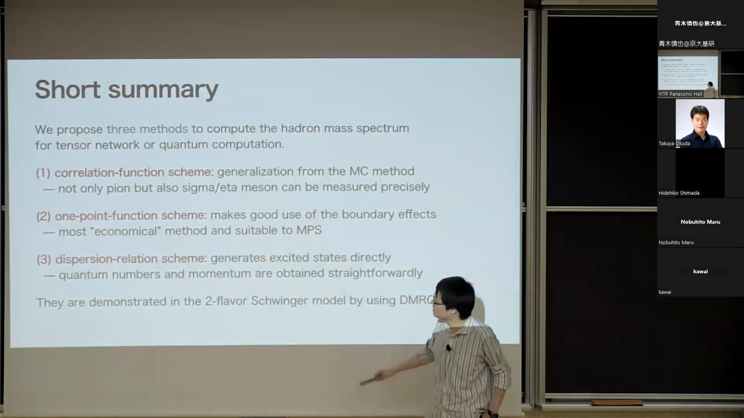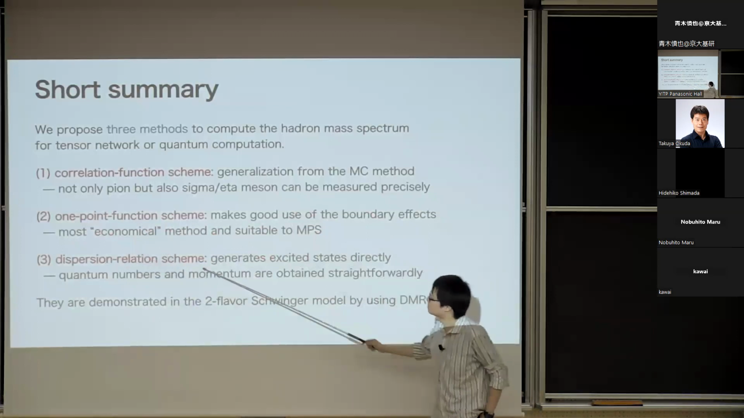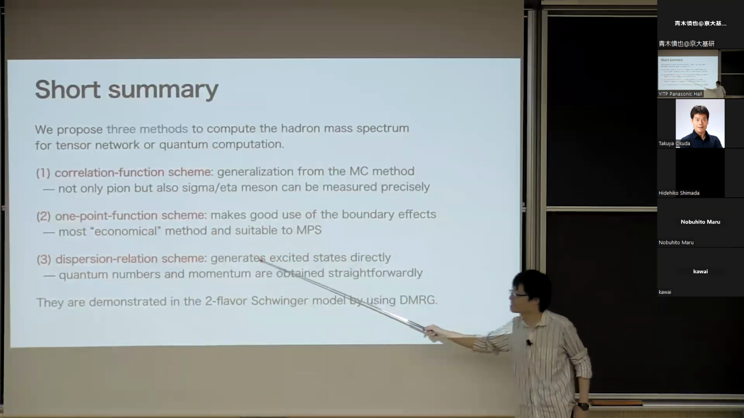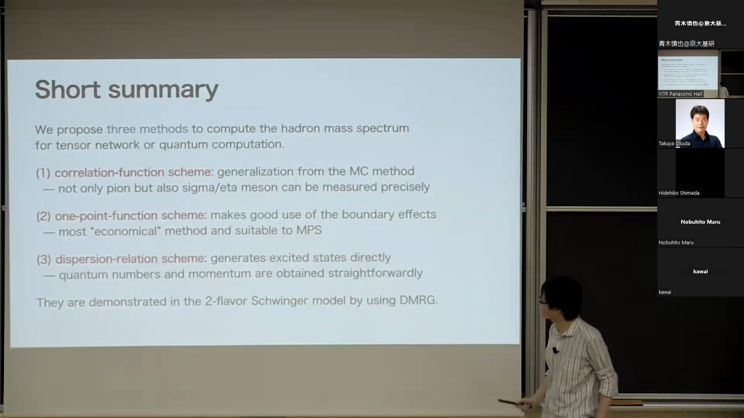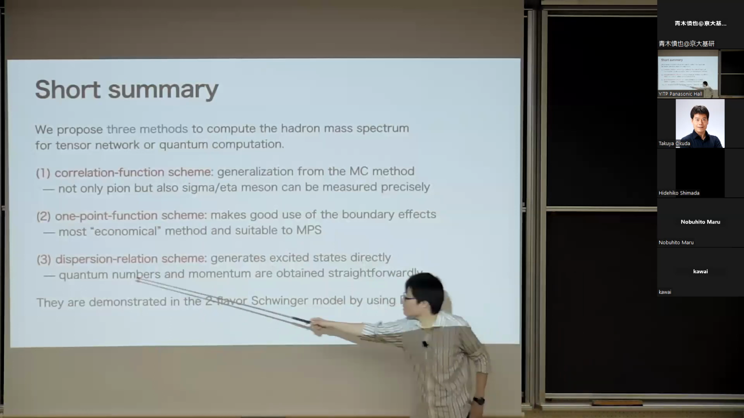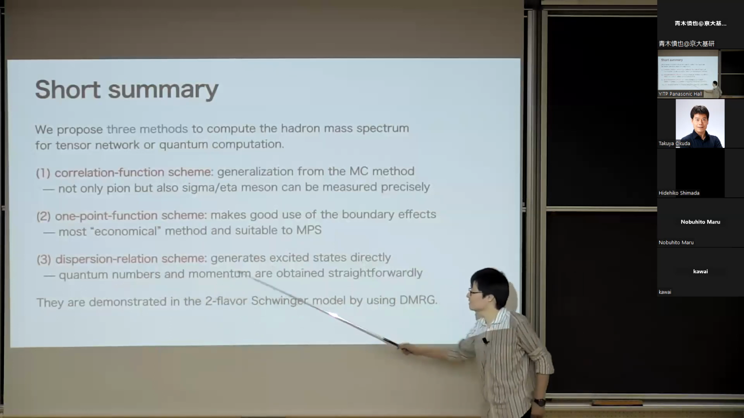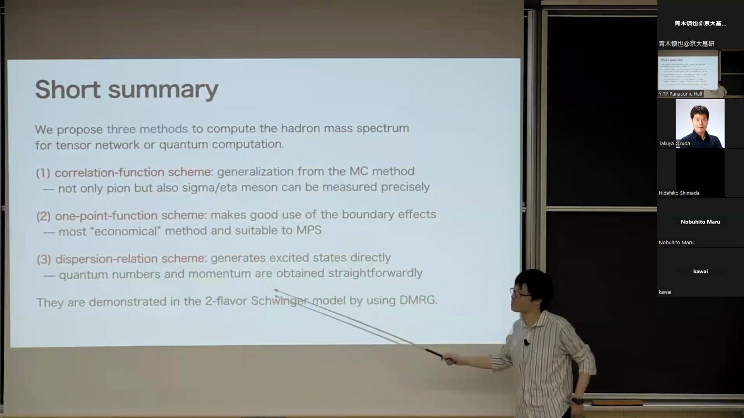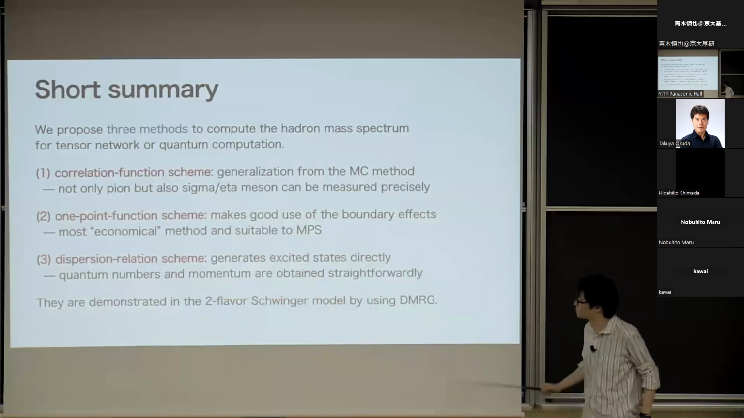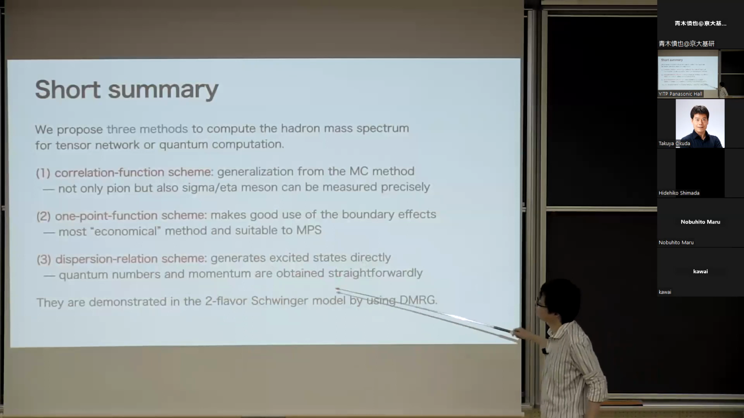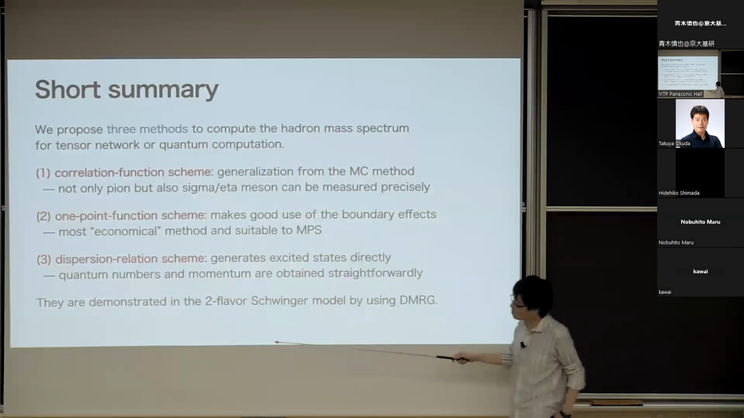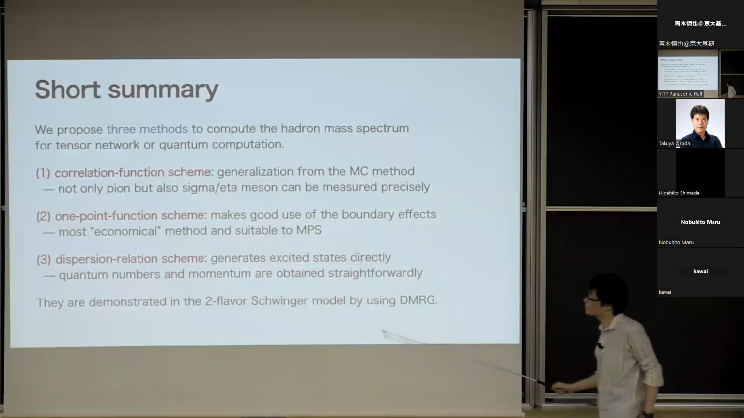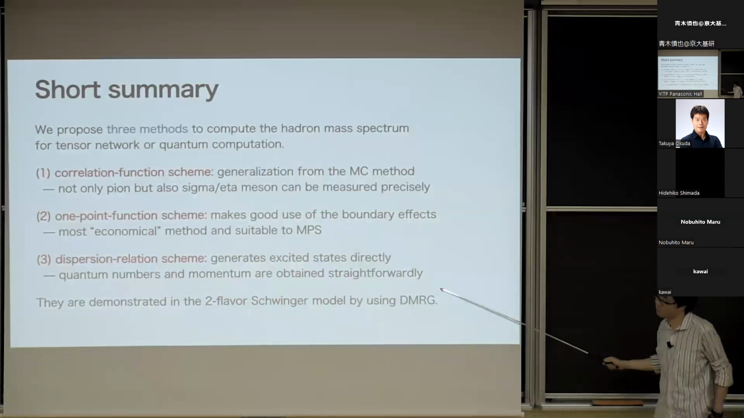And the third one is the dispersion relation scheme. We directly generate the excited states. This maximally uses the features of the Hamiltonian formalism. Then the quantum numbers and momentum can be obtained straightforwardly by measuring such a state. From such information, we can obtain the mass spectrum. We demonstrate this method in the two-flavor Schwinger model by using a tensor network, TMRG.